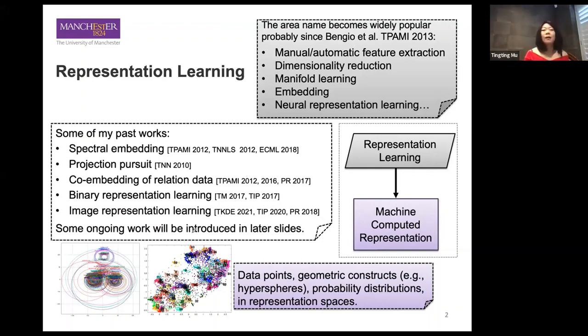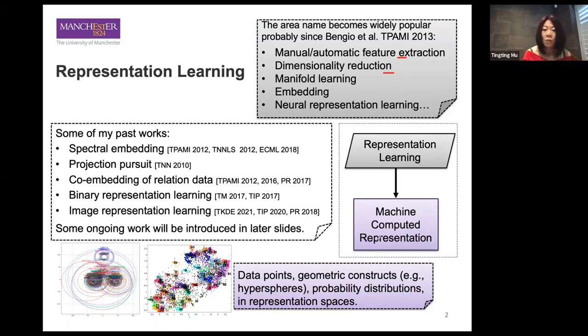The name of this area, representation learning, probably became popular after Bengio published their review paper on representation learning in TPAMI in 2013. This is a big area that covers many classical research topics in the machine learning field, for example feature extraction, dimensionality reduction, manifold learning, and embedding. More recently, neural representation learning.